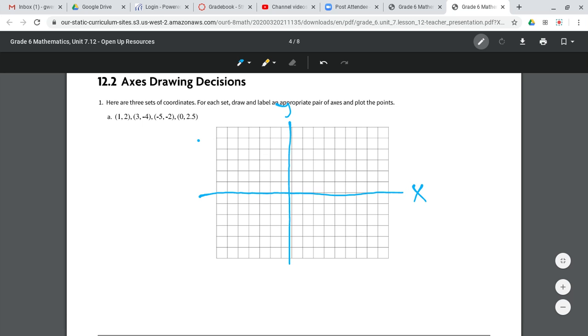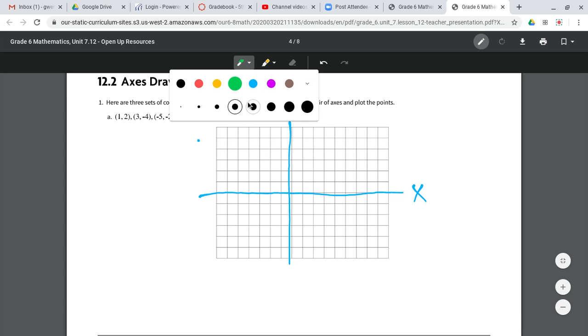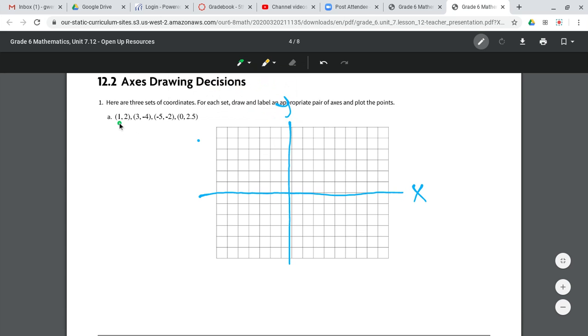This is my y-axis. So remember, y is always going to be the vertical. X is the horizontal. All right, so now we take and plot our points. So I'm going to use green for this and a little bit bigger scale. So we've got the point 1, 2. So we start at the origin. We go to the right 1 because X always comes first. And then we're going to go up 2.